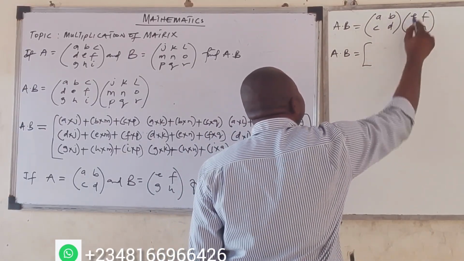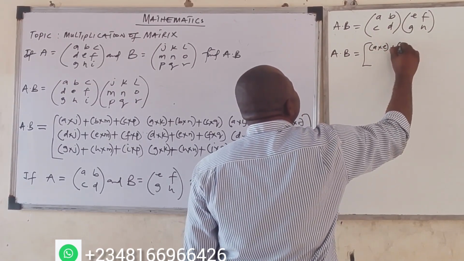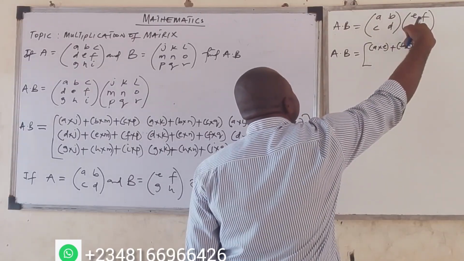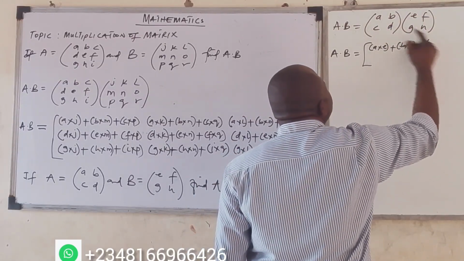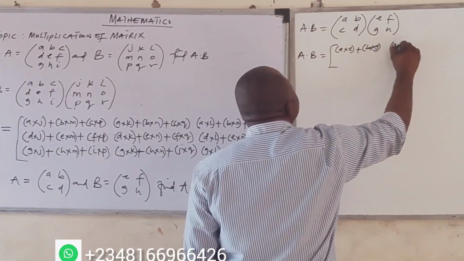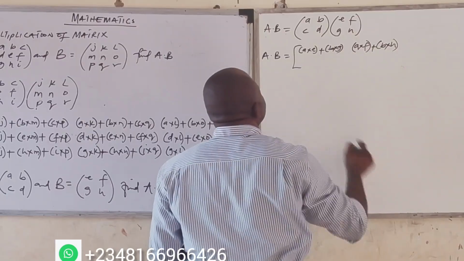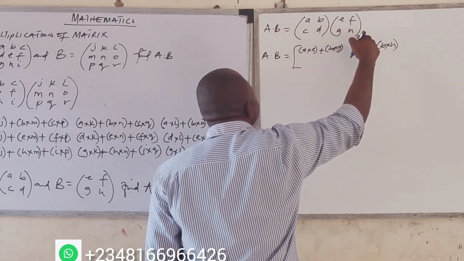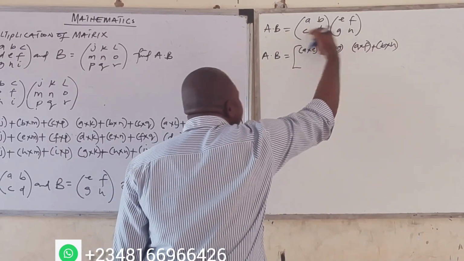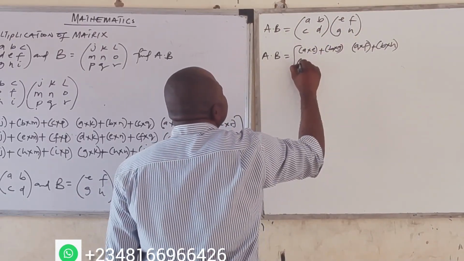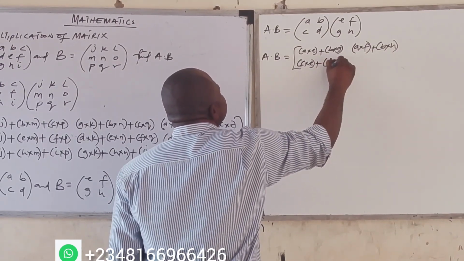The first row and first column: we have A times E plus B times G. Now the second one: A times F plus B times H. That's the first row, second column. Now you go down, the second row and first column: C times E plus D times G.